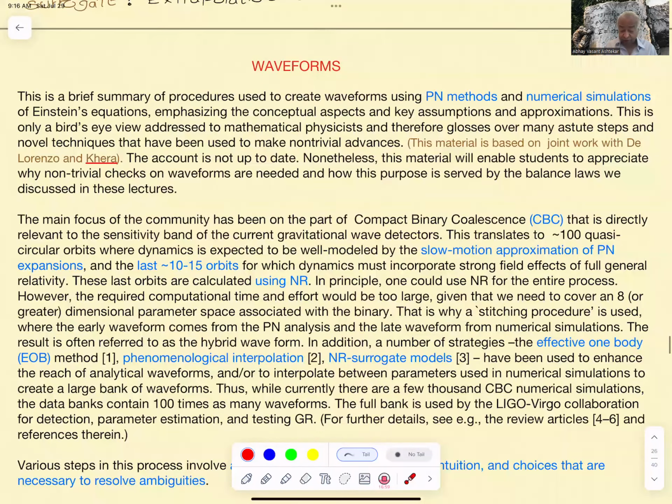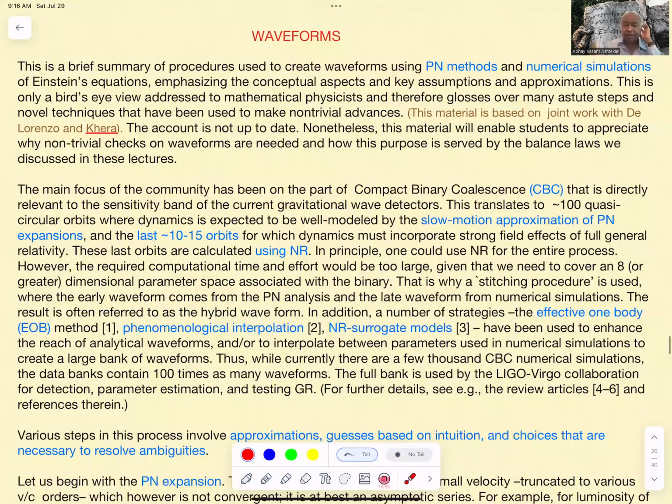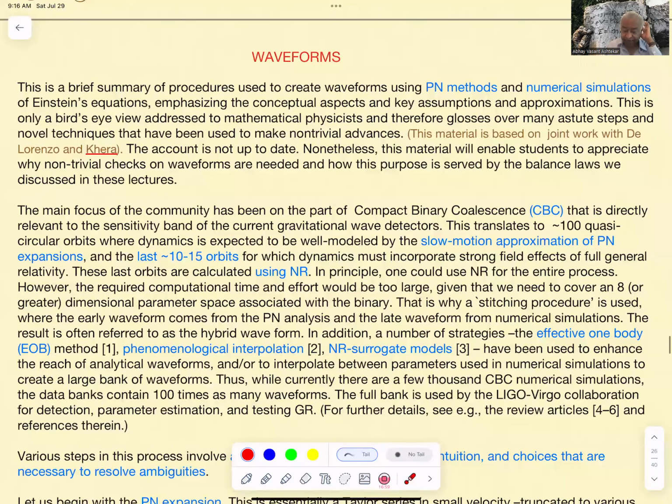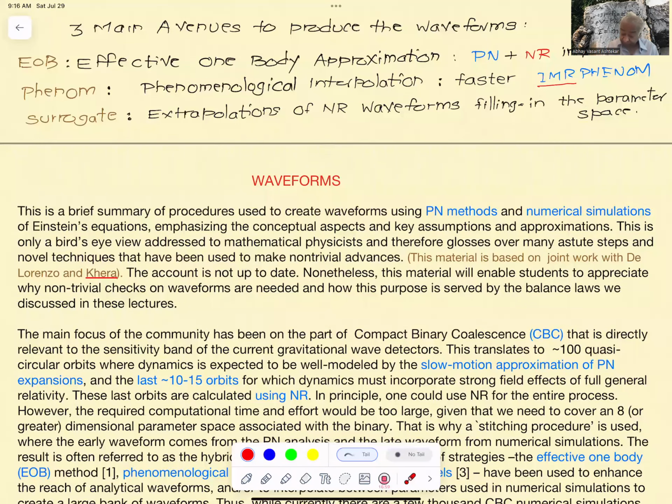Now, this is a long summary. I'm just going to read it because, as I said, it took me a year to understand many of these things. And this is a brief summary of what I have understood. It is a brief summary of procedures that are used to create the waveforms in the post-Newtonian methods, numerical simulations, and then how they are combined in these three ways in these three models to create the waveforms.